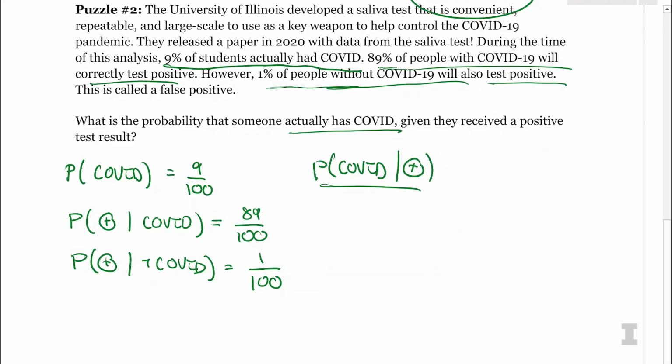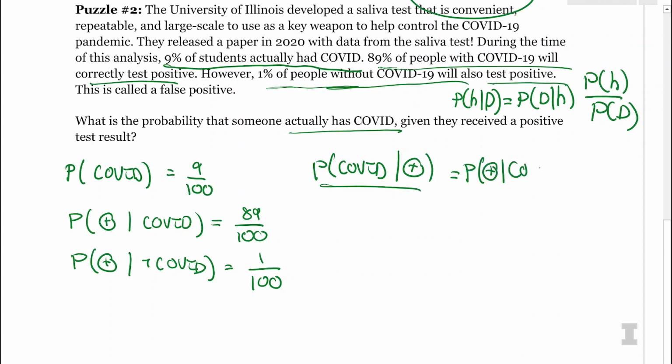And because of that, we can definitely use Bayes' rule here, because we have the inverse, which is an obvious suggestion of saying, hey, this screams Bayes' rule. So here we can go ahead and write this out. Again, remember Bayes' rule is P of H given D is equal to P of D given H times P of H over P of D. And so the probability of COVID given positive is the probability of a positive test result given COVID times the probability of COVID divided by the probability of a positive test result.